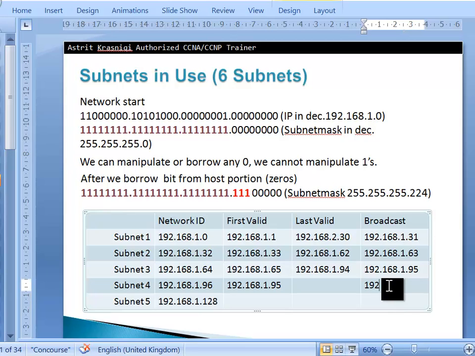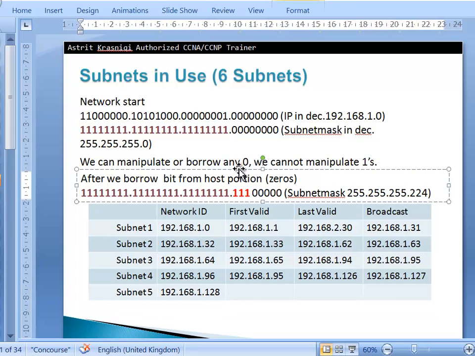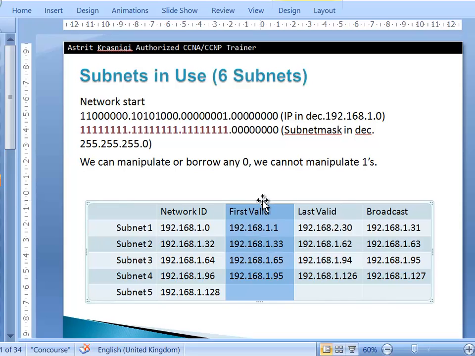Now, the subnet 4 broadcast address is subnet 5 network ID minus 1. So 192.168.1.127. Last valid address is a broadcast minus 1. So 192.168.1.126. Okay, subnet 1, 2, 3, and 4 done. We move to subnet 5. Let me just make some space here. So we're going to finish this.